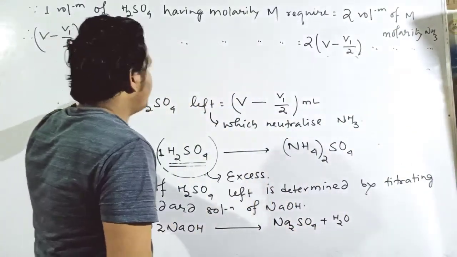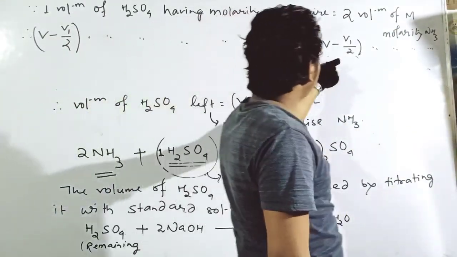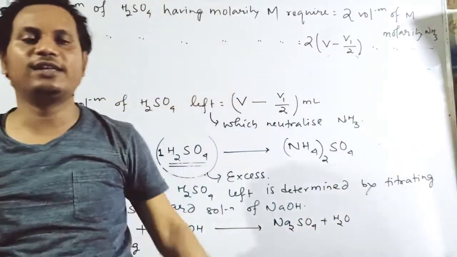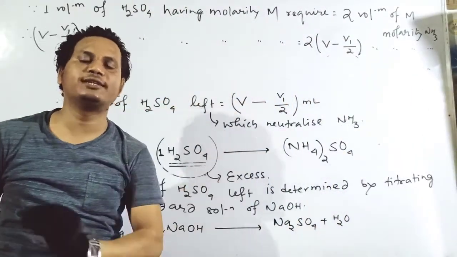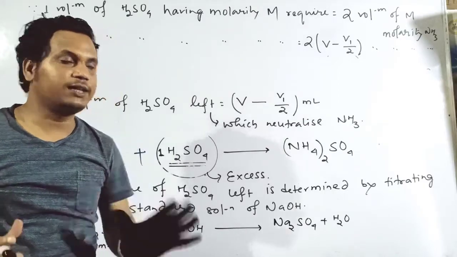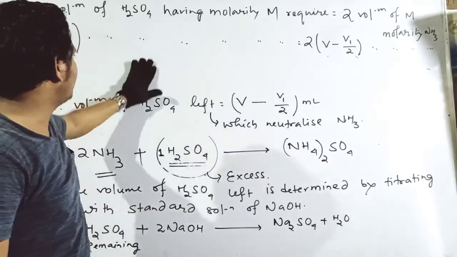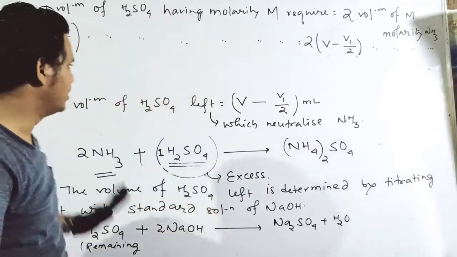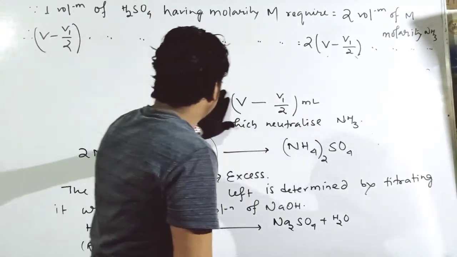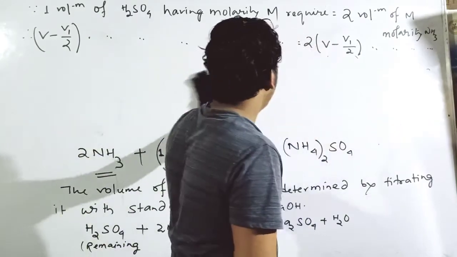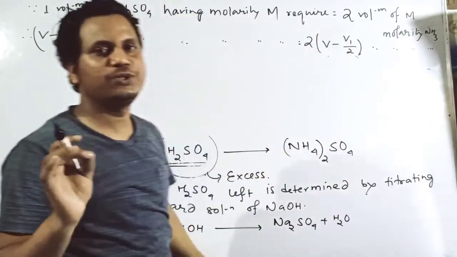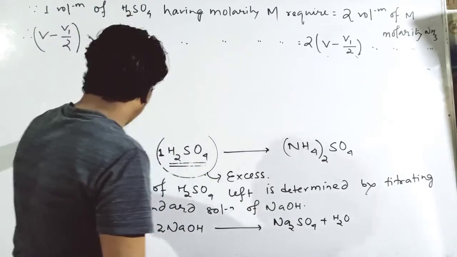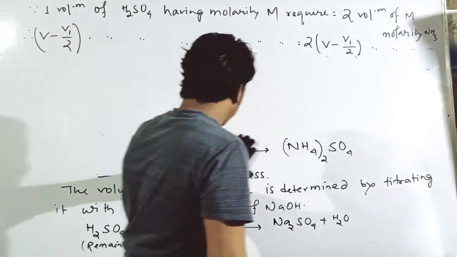So we finally got the volume of ammonia produced in the reaction of the Kjeldahl method. Now we will use it for calculating the mass of nitrogen. Mass of nitrogen. How? Now see, so this is completed.